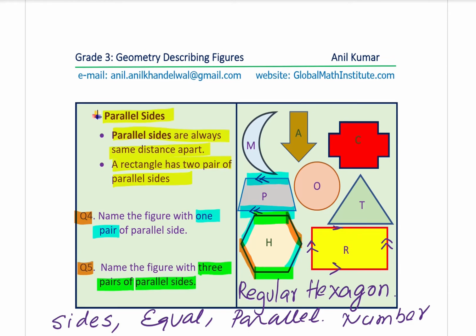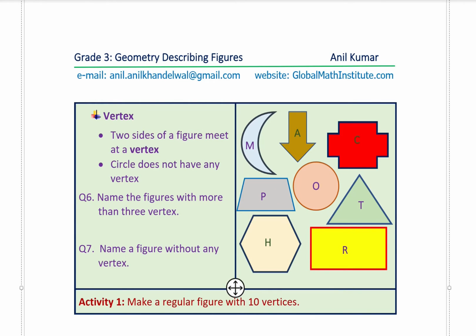Let's move forward. Now we'll talk about vertex, like a corner, right? So it says two sides of the figure meet at a vertex. What I'm trying to say here is you can see clearly this is the vertex, right? The two sides are meeting at this particular point in a triangle. That corner is the vertex. So there are three corners for a triangle. It has got three vertices. You get the idea, right? So vertex, when plural, is written as vertices.